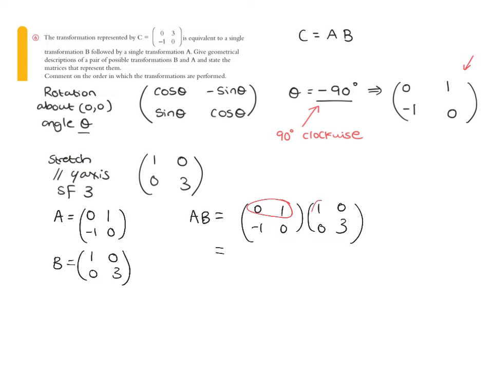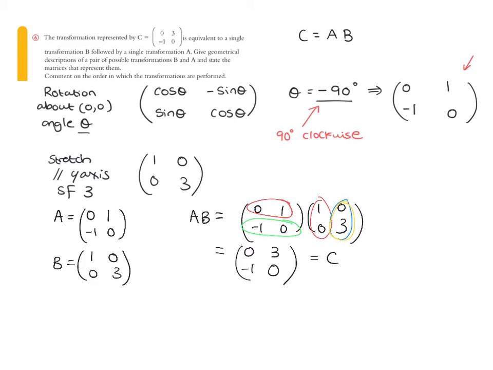So 0, 1 and 1, 0. Multiplying across there gives us 0 times 1 plus 1 times 0 gives us a 0, 0. And then if we go on to the next column, 0 times 0 plus 1 times 3 gives us a 3 in the top right. Then we go to here. Minus 1 times 1 plus 0 times 0 gives me a minus 1 in the bottom left-hand corner. And the bottom right-hand corner, to finish this off, negative 1 times 0 plus 0 times 3 gives me a 0. So that is equal to matrix C. So that is the correct order in which we do them.